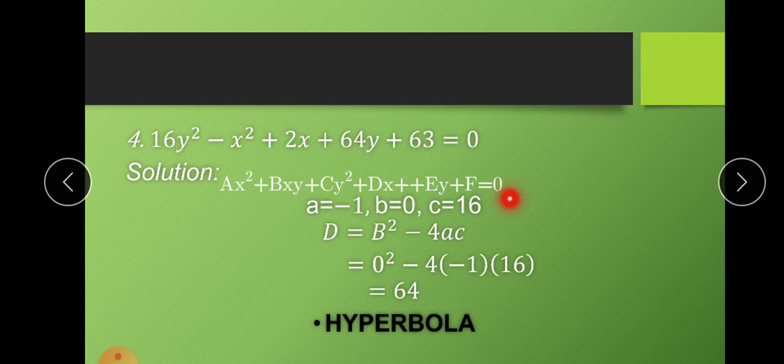So we can solve the discriminant. The discriminant formula is b squared minus 4ac. By substitution, we have 0 squared minus 4 times negative 1 times 16. Simplifying, the result is 64. So as we all know, if the discriminant is greater than 0, this type of conic section is a hyperbola. So the answer to example number 4 is hyperbola.